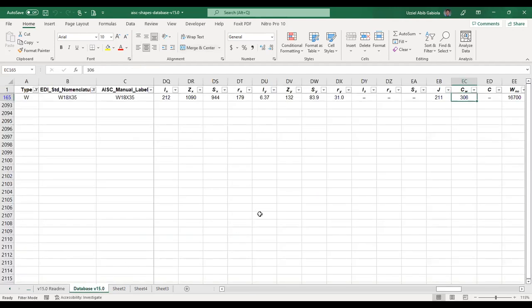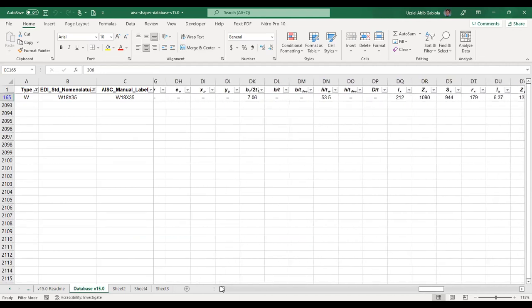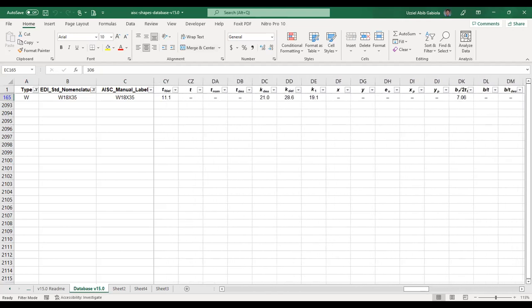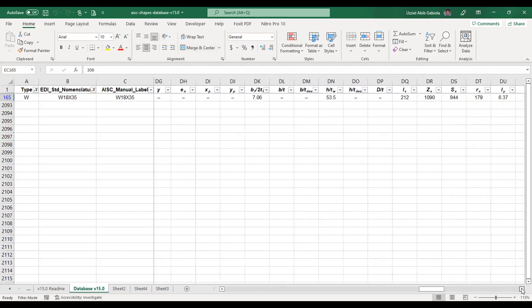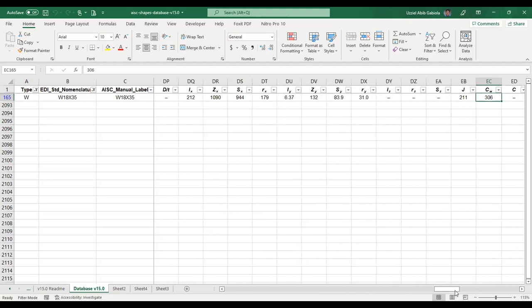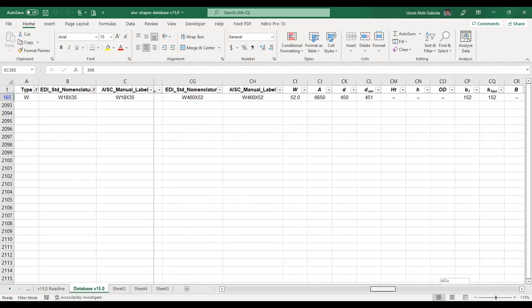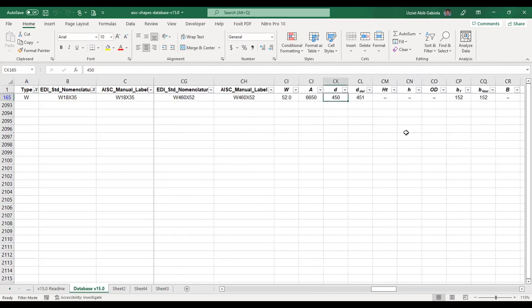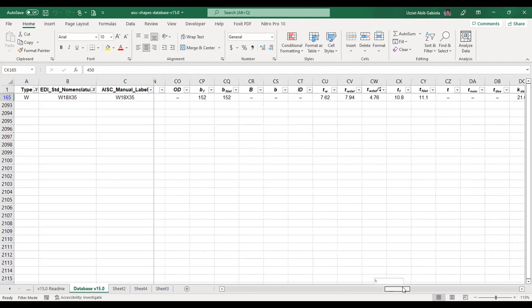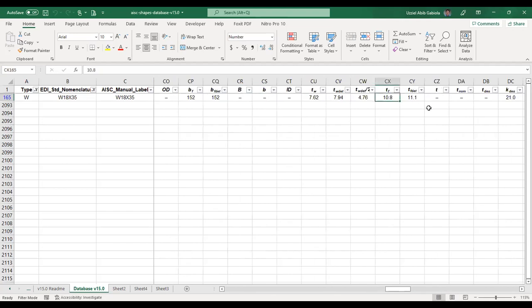Okay, next. After CW, we need the value of the depth, for our H sub O. So the value of our depth is... Sorry. The value of our depth. Let me scroll a little further. There. Our D is 450. Of course, mm, because that is the depth of our section. Then the thickness of our flange, although we already identified it last time, is 10.8 mm.